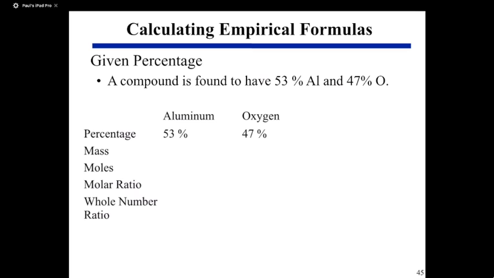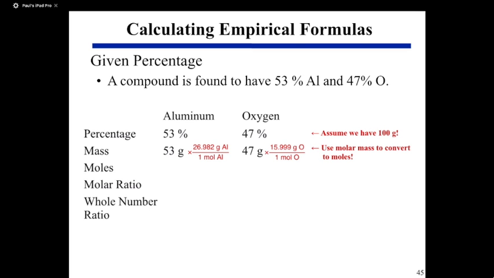Okay, here's a different one. I start off with percentages: 53% aluminum, 47% oxygen. I change that directly into grams. I assume I have 100 grams, so 53 grams and 47 grams. I will now change them into moles. Now, this slide is wrong. What is wrong with this calculation?